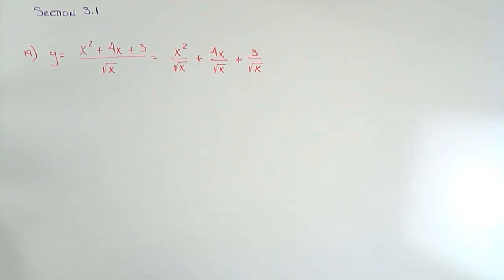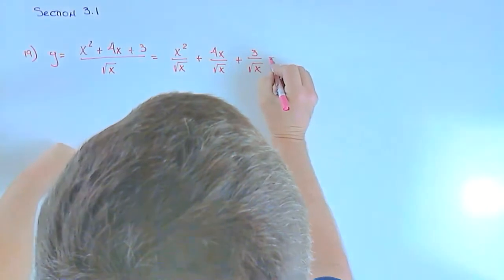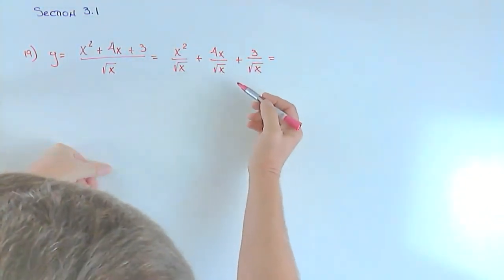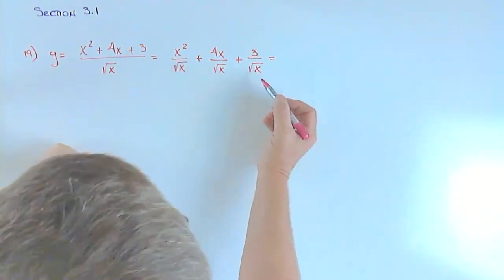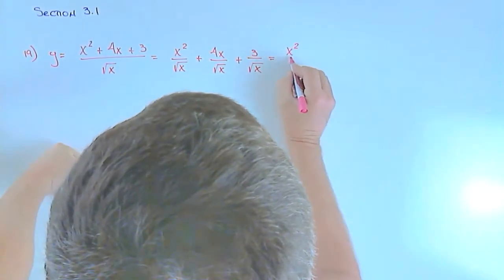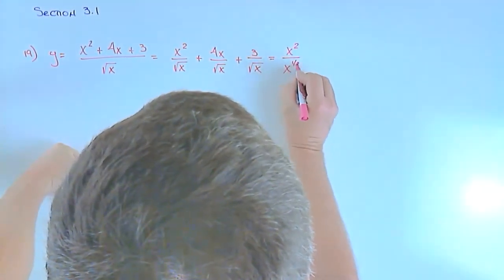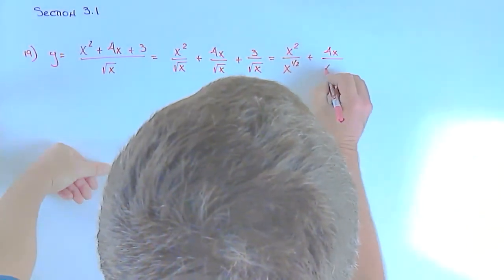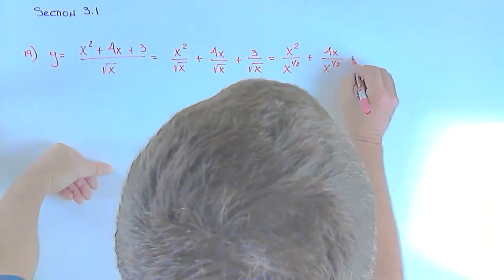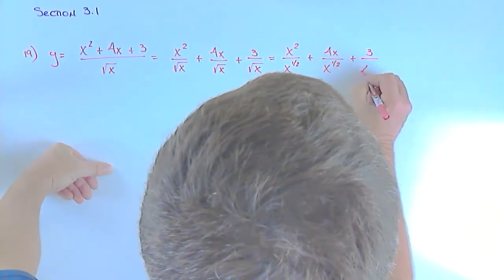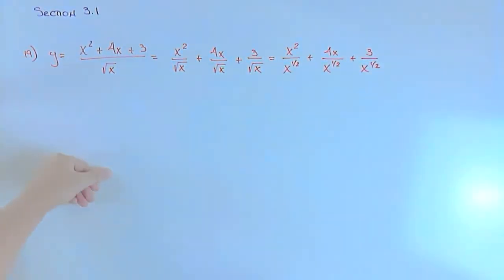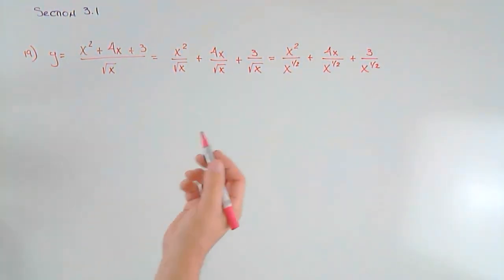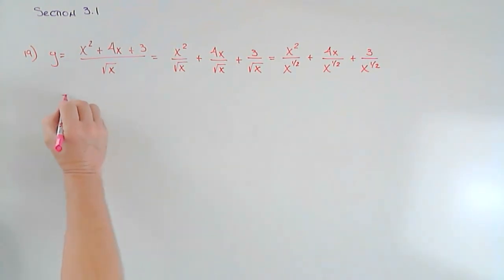So we have one more step, because for most of us, when we try to divide powers of x, radicals don't help us. We have to rewrite this as x to the 1/2: x squared over x to the 1/2, plus 4x over x to the 1/2, plus 3 divided by x to the 1/2, before we can move forward. So there's a little bit of algebra before we can do the calculus.